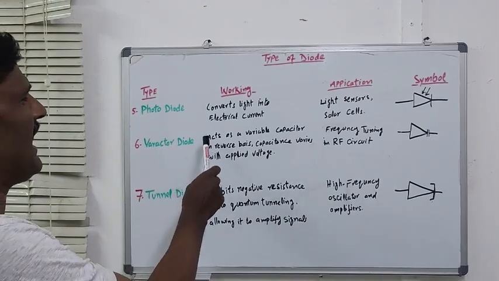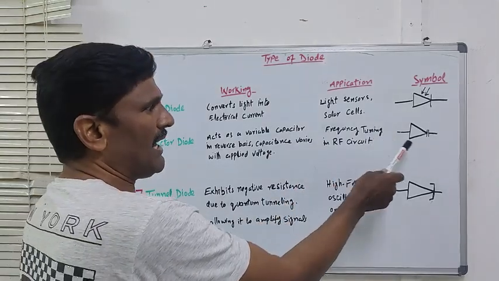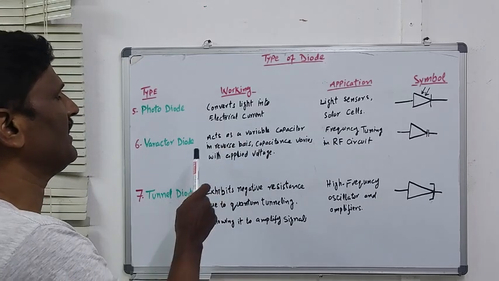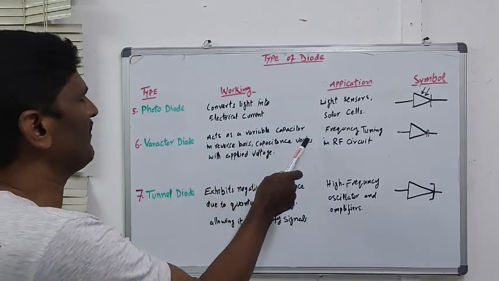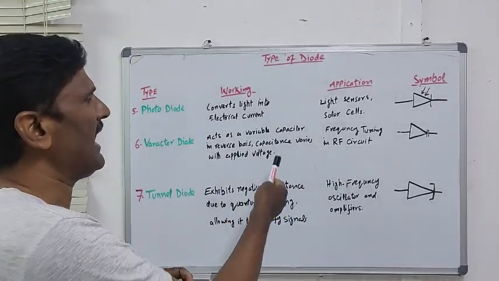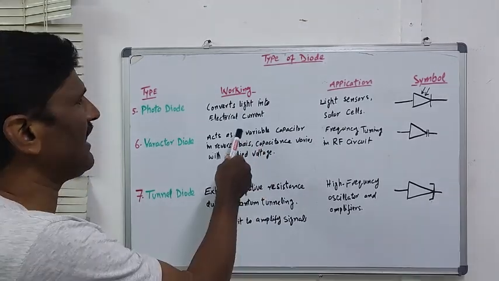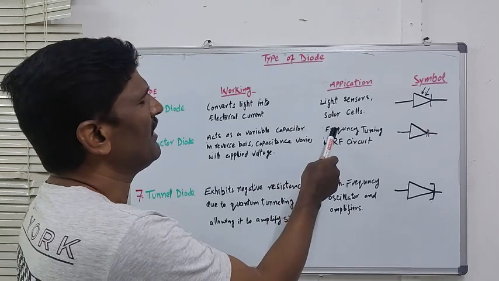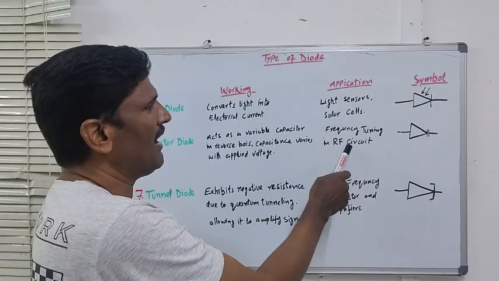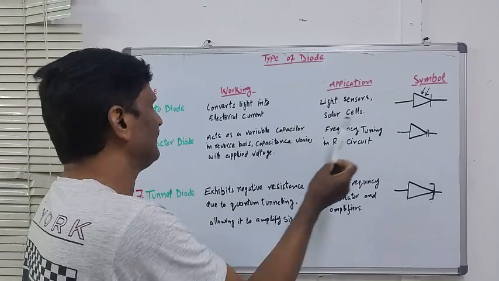The sixth one is the varactor diode. A varactor diode acts as a variable capacitor in reverse bias. Its capacitance varies with the applied voltage. It varies with the voltage, so it works as a variable capacitor. Where do we use it? Frequency tuning in RF circuits. RF means radio frequency. So in frequency tuning we use this diode.